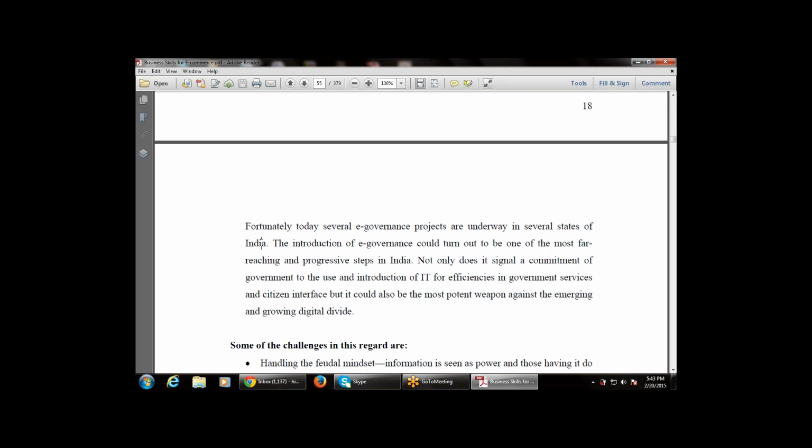It is one of the important phases available, that is, e-governance. It is a government service with a citizen interface, and it should be the most important weapon used against the emerging and growing digital divide. Whenever we use e-governance, e-government, and rules and regulations, these are the emerging and growing factors in the digital era.